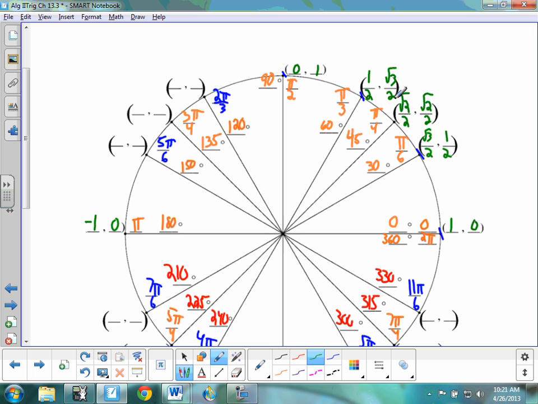Well, these are going to reflect these points here. I'll come over here. Okay. So this is going to be negative 1 over 2, root 3 over 2, because the x-coordinate is negative, the y-coordinate is positive. Okay, the x-coordinate's negative, the y-coordinate's positive.